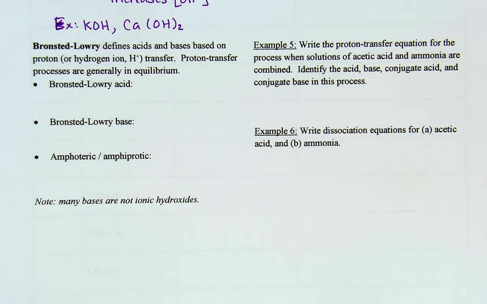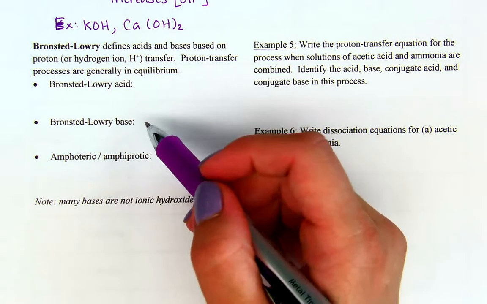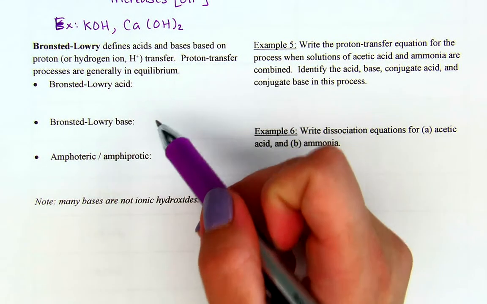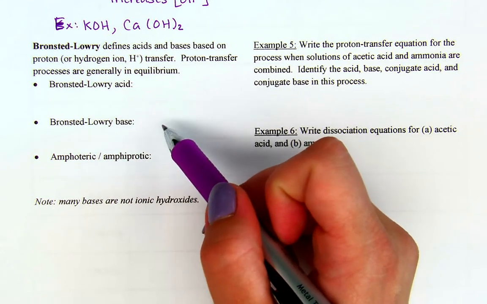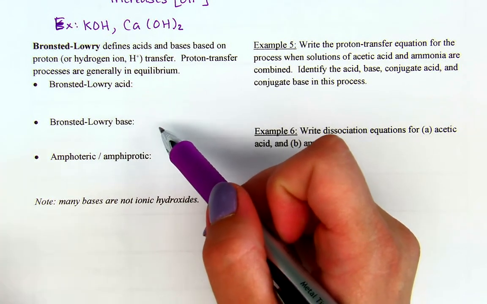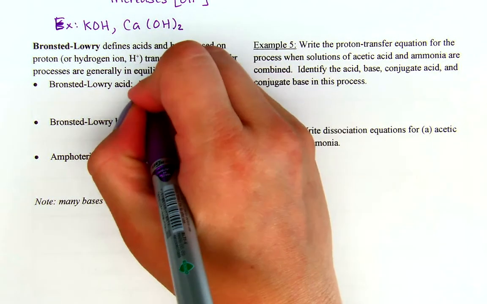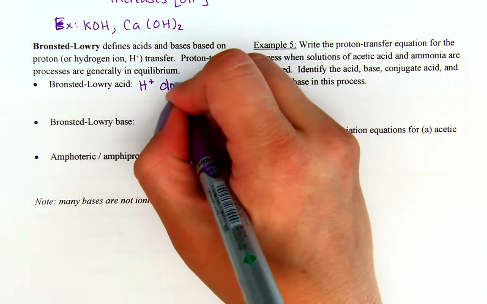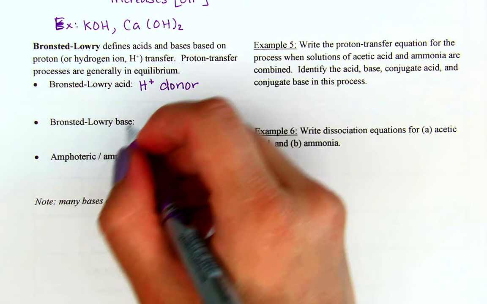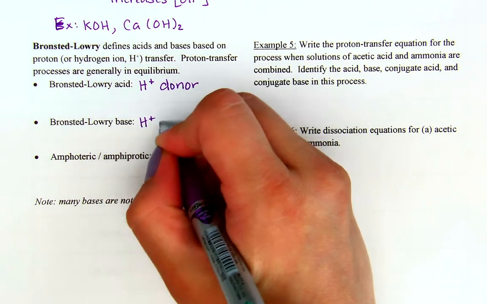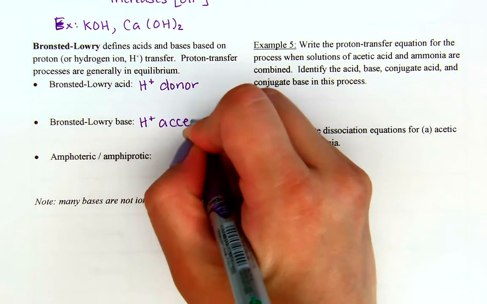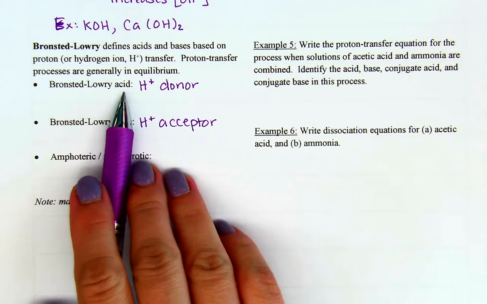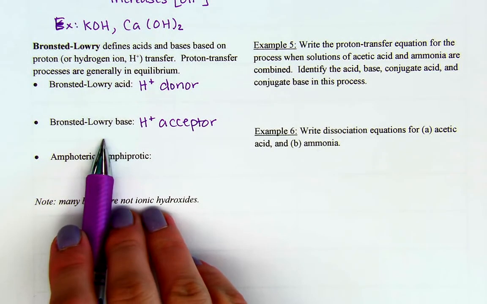Okay, so proton transfer just means H+ transfer, because if you think about it, a hydrogen ion is just a proton and then an electron. If the electron's gone, well, then you just have a proton. So we just say a proton. So a Bronsted-Lowry acid is a hydrogen ion donor, or a proton donor. A Bronsted-Lowry base is a proton acceptor. So the acid gives up the proton, the base accepts it.